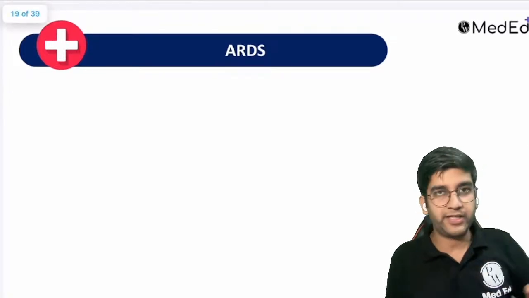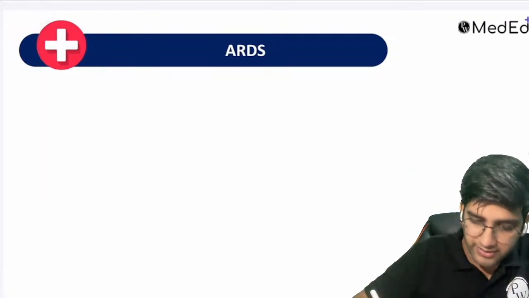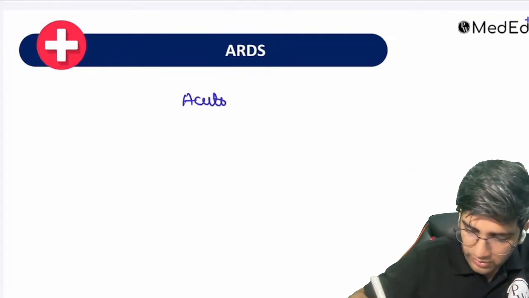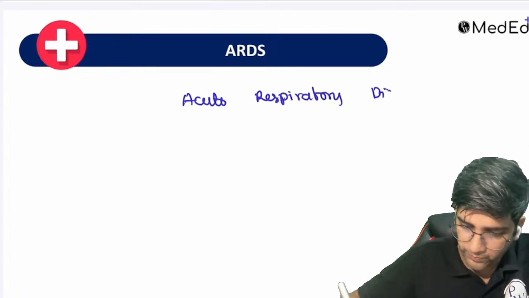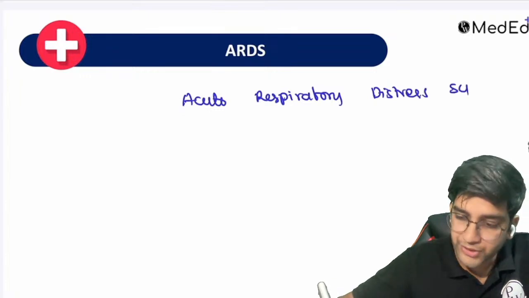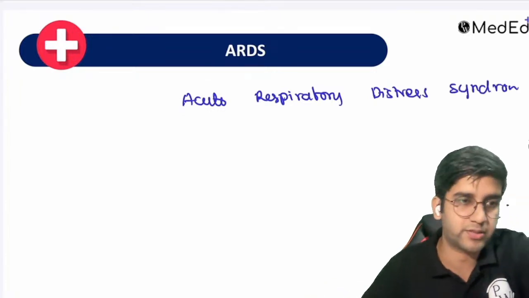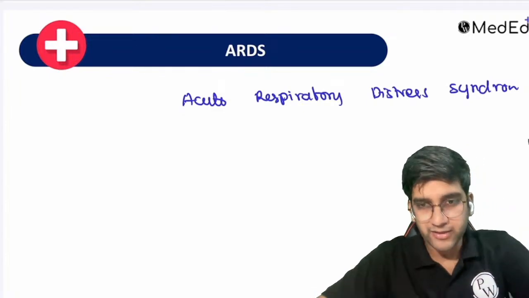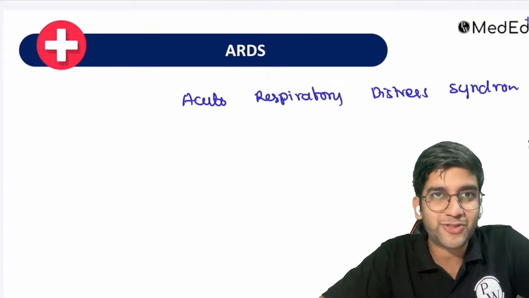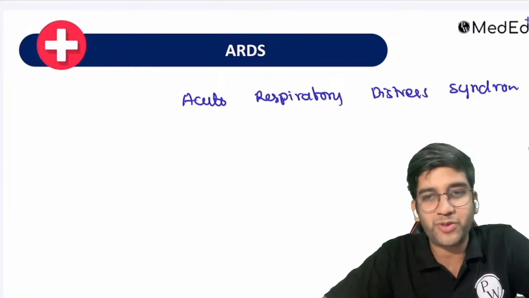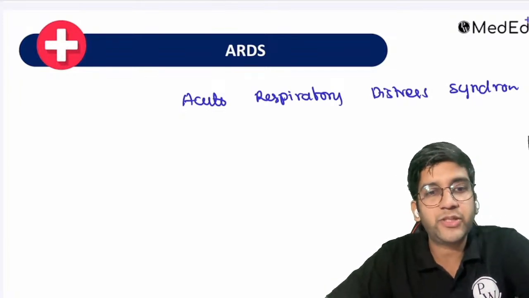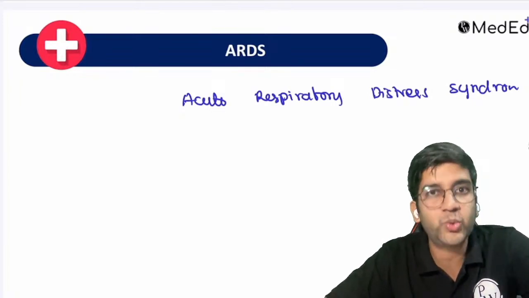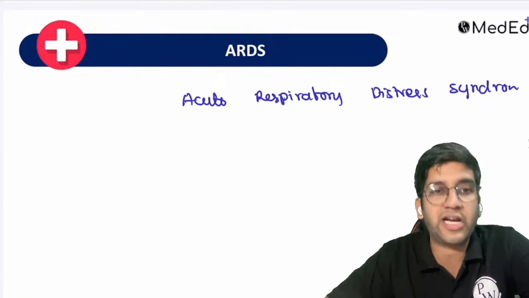So ARDS is a complication. The full form for ARDS is acute respiratory distress syndrome. It's a complication of pneumonia or sepsis. It's not adult. You will read something called neonatal RDS when you go to pediatrics. That's different. This is acute respiratory distress syndrome, and never adult respiratory distress.